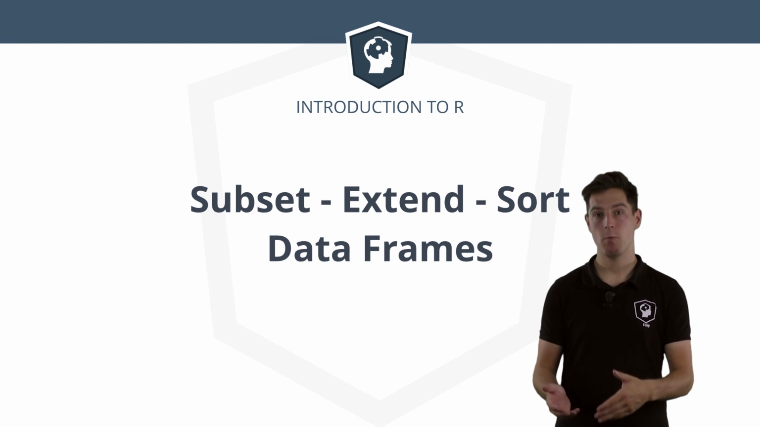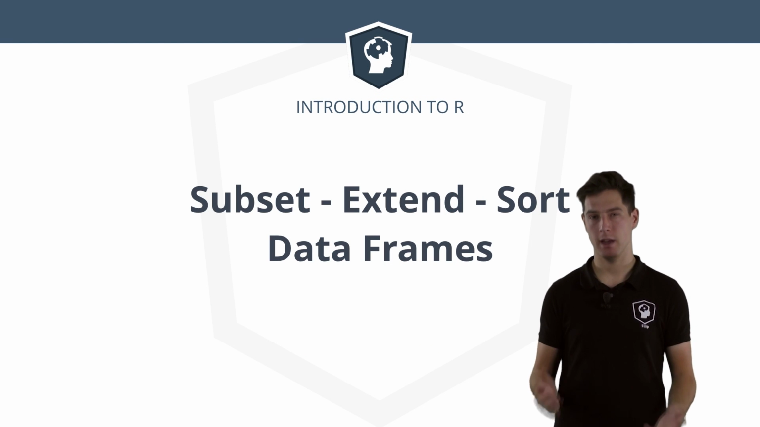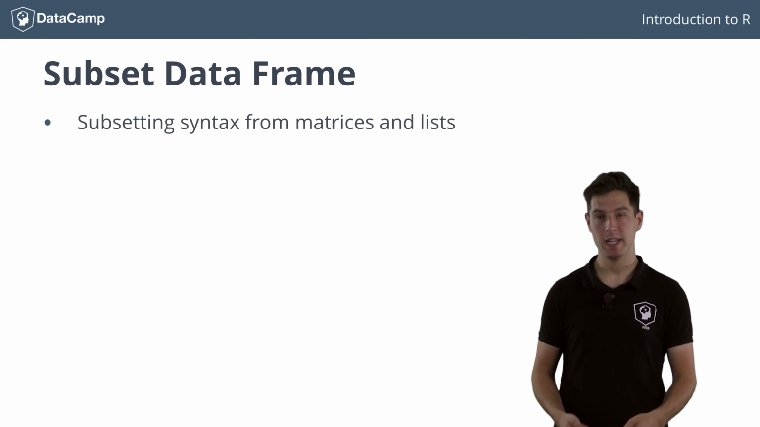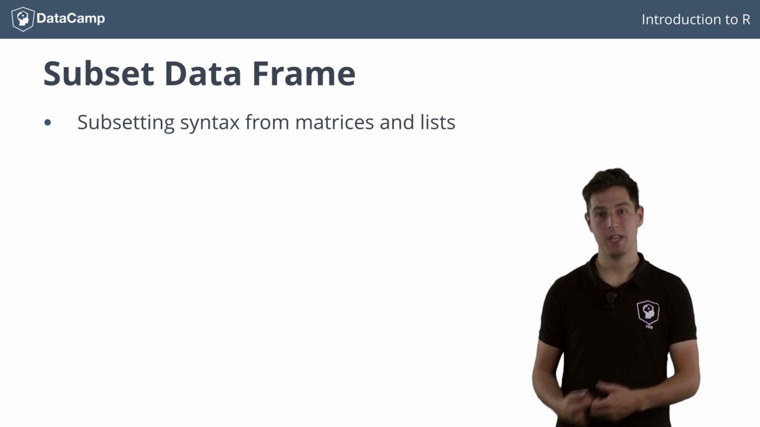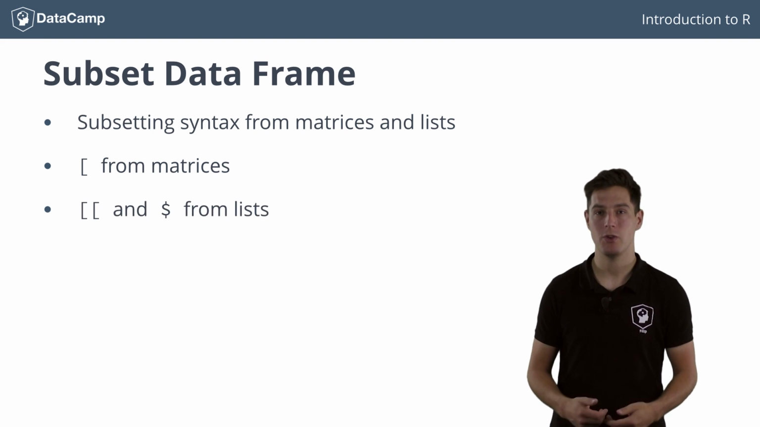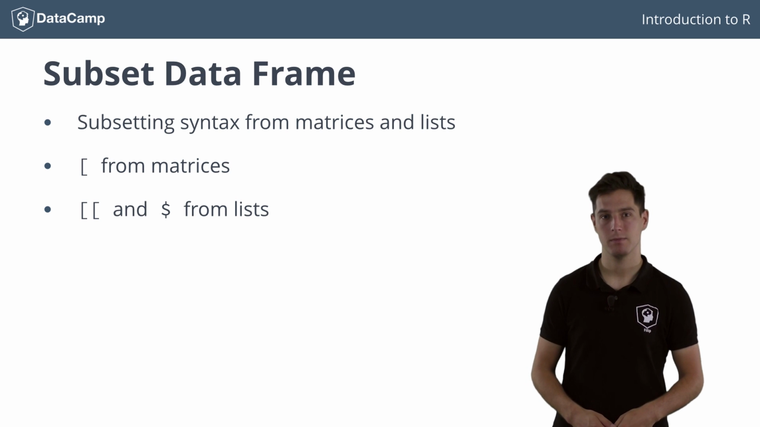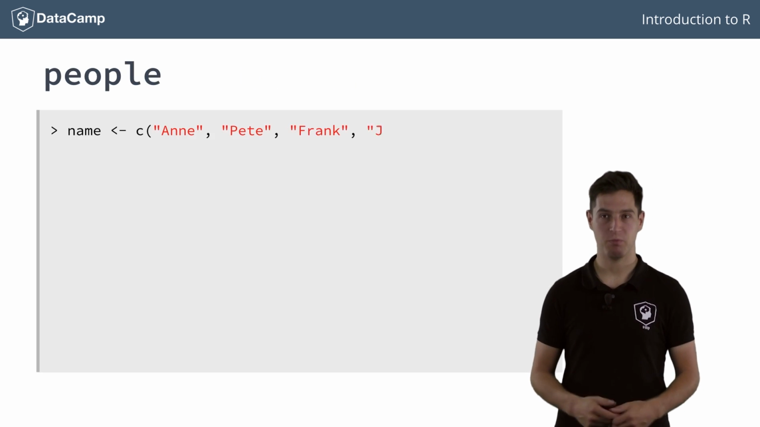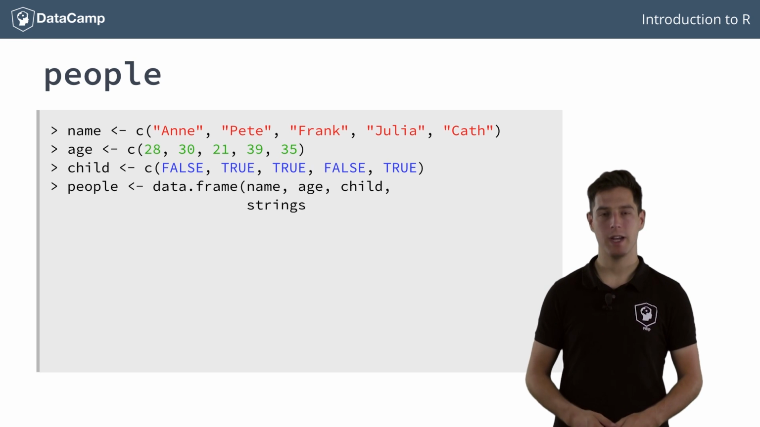The data frame is somewhere on the intersection between matrices and lists. To subset a data frame, you can thus use subsetting syntax from both matrices and lists. On the one hand, you can use the single brackets from matrix subsetting, while on the other hand, you can also use the double brackets and dollar sign notation that you use to select list elements. We'll continue with the data frame that contains some information on five persons. Have another look at its definition here.